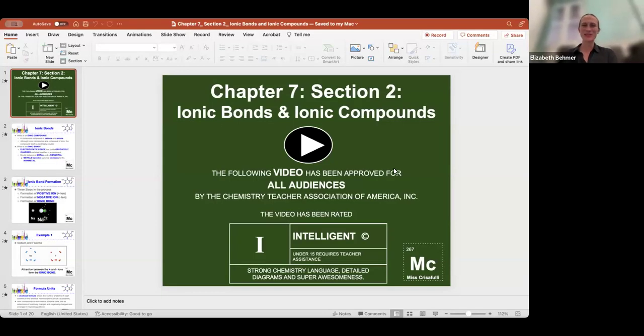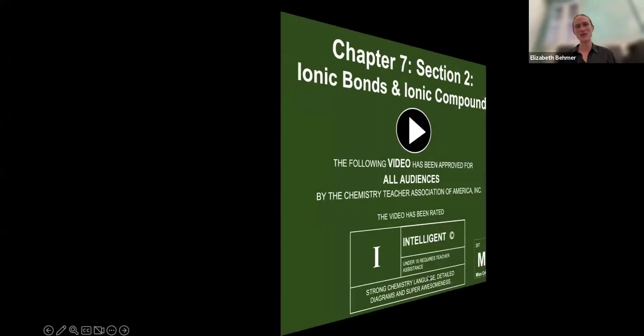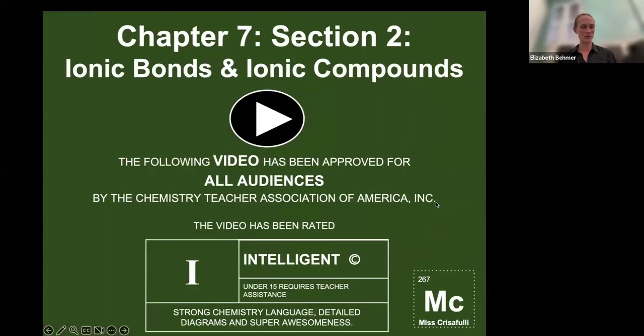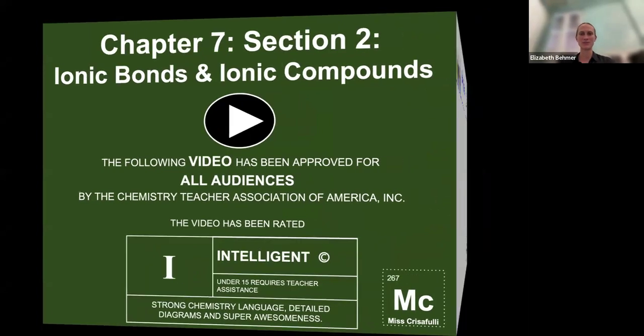Hello, everyone, and welcome to Chapter 7, Section 2, where we'll talk briefly about ionic bonds and ionic compounds. So here we are last week, or for Chapter 7, Section 1, we talked about what an ion is, and now we're going to talk about how they come together, bond together, and create compounds.